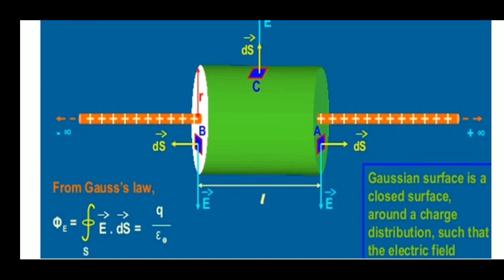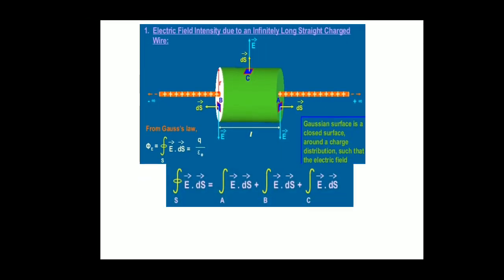Each surface has an area vector. I have represented them as A, B, C. A is one surface area, a small surface ds, and the total surface I can consider. B is another surface, C the third one. Now, if you go to Gauss law, closed integral E dot ds is equal to q by epsilon naught. So I apply the closed integral for all three surfaces: surface A, surface B, surface C.